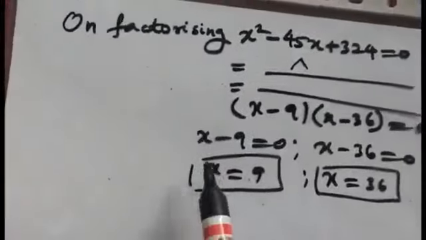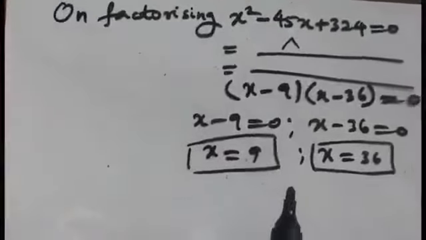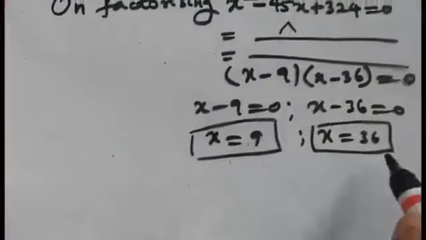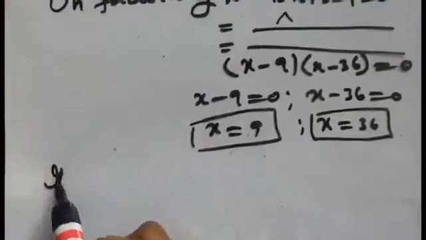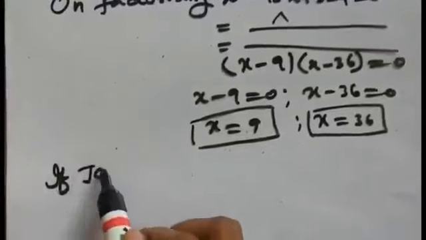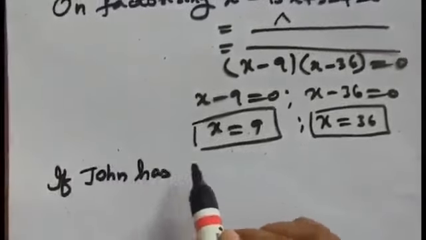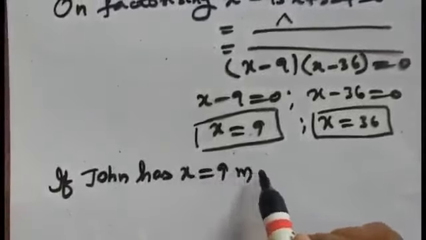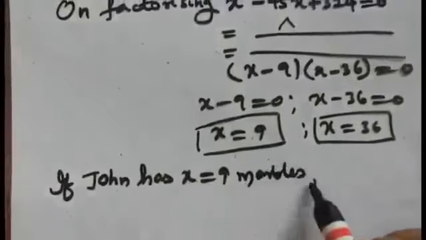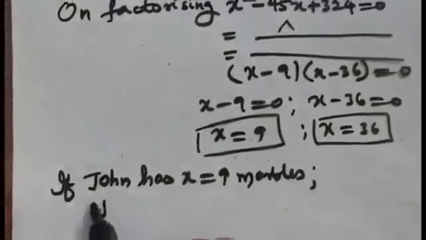So we had assumed x as the number of marbles John had. We will talk about both the scenarios. If John had x equal to 9 marbles, as per that, how much will Jeevanti be having?